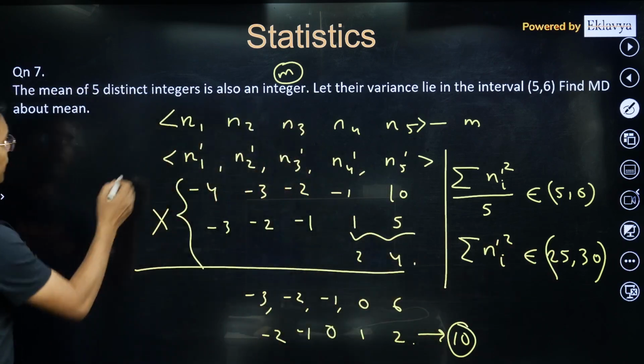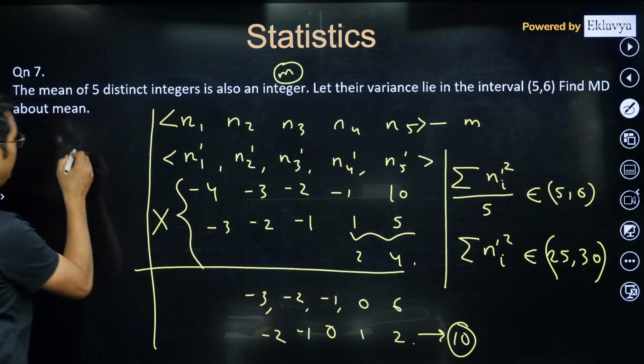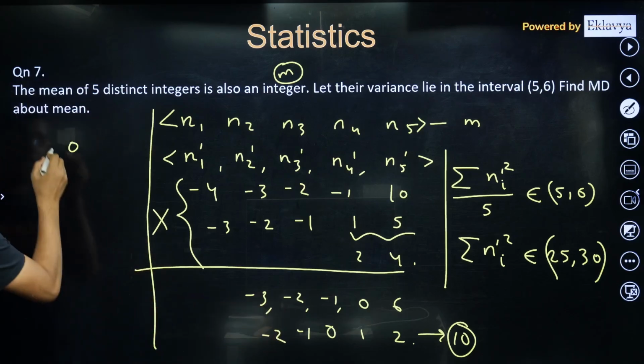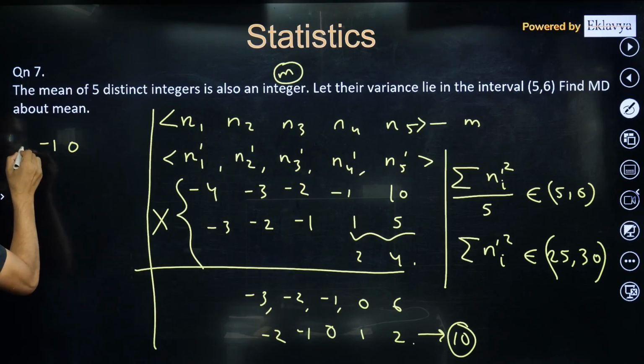So we may have to increase the sum of the negative values. So the mid value is 0. Here I will be increasing it: -1, -3.